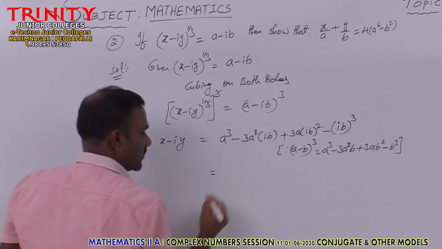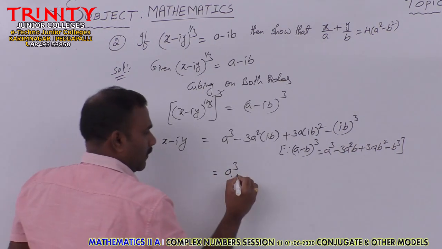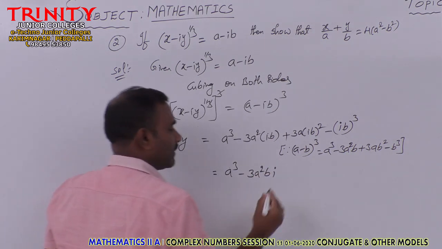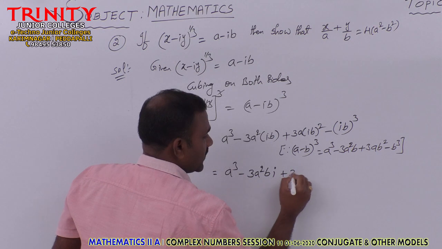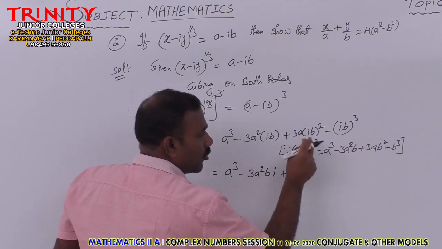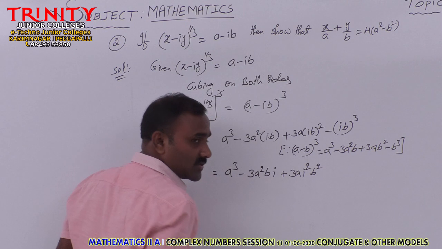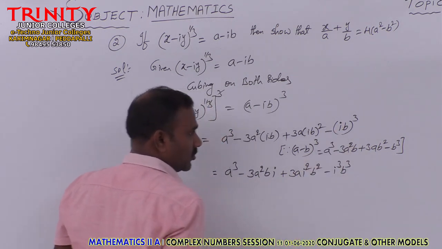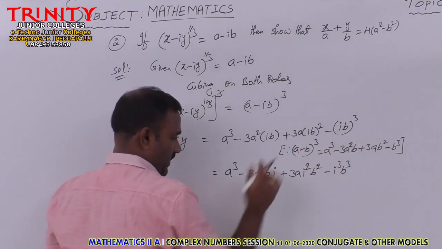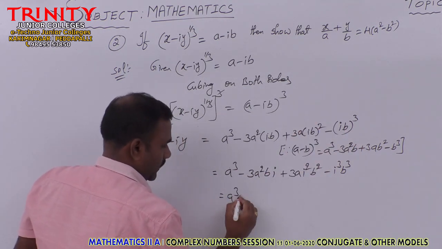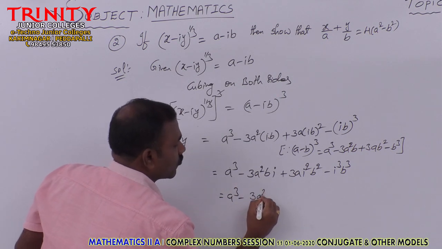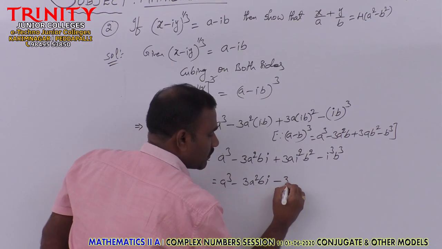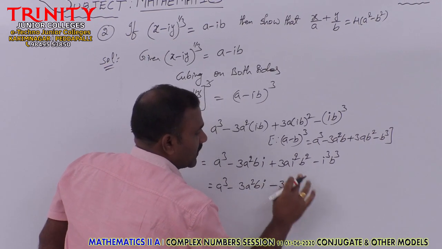Now simplify it. A cube minus 3a square b into i. Next, plus 3a, if you open this bracket, i square b square, minus i cube b cube. It is (ib) whole cube, so that's why it is i cube b cube. A cube minus 3a square b i, and the value of i square is what? Minus 1. Then it becomes minus 3ab square.